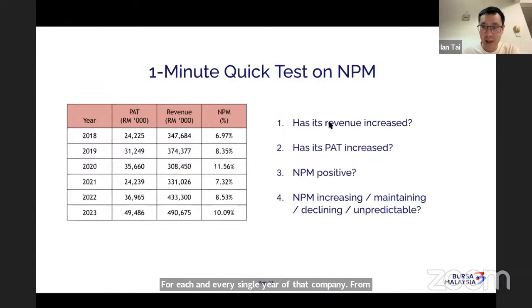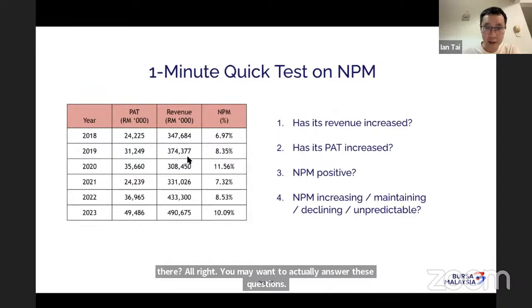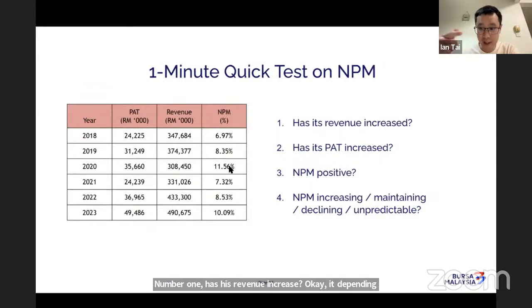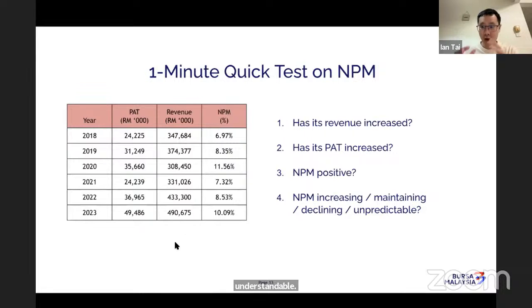From there, you may want to actually answer these questions. Number one, has its revenue increased? Depending on some industries, for example, there's a decline in revenues in 2020. If it's due to COVID-19, depending on the business nature, I think this is quite understandable. But put this aside, overall, over the long term, has its revenue increased?